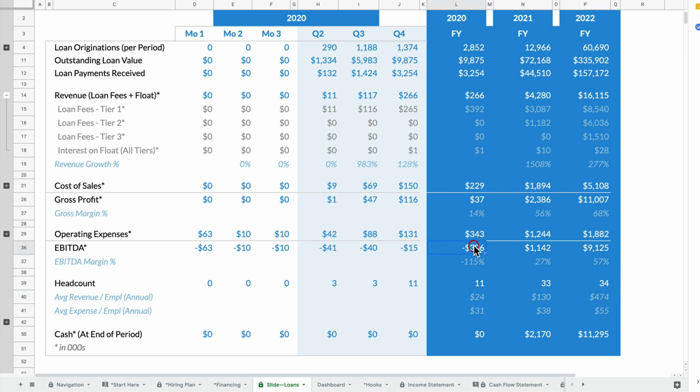This company loses money in year 1, about $300,000, but then it starts making money in years 2 and 3 as the book of loans grows. This is an interesting little business model. I hadn't really modeled out a peer-to-peer lending company before, but just wanted to walk you through the thought process and what we learned along the way.